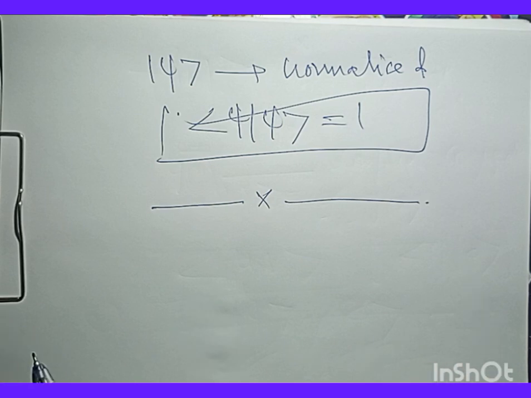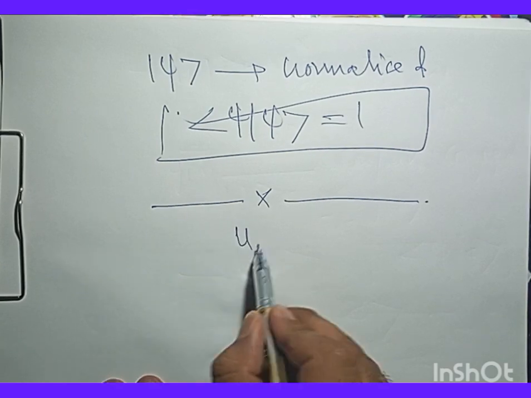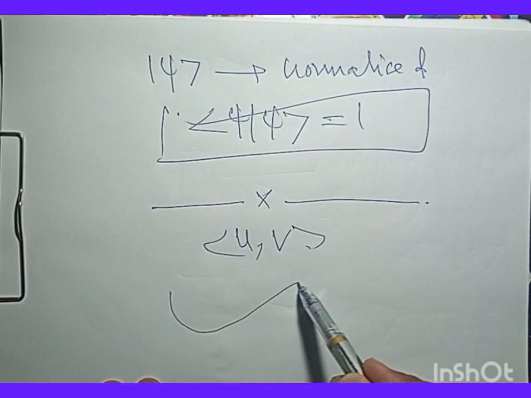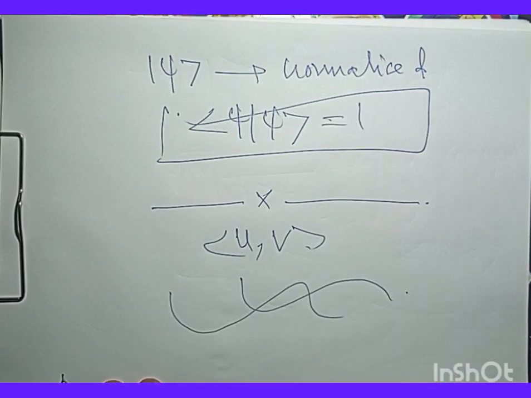So to end this video, I would like to note that this inner product that we started with as u and v is a fundamental tool in Hilbert space that measures the overlap between the vectors, defines angles, and determines orthogonality, and it plays a crucial role in many areas of mathematics and physics.